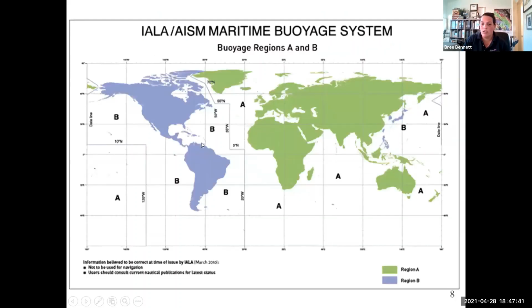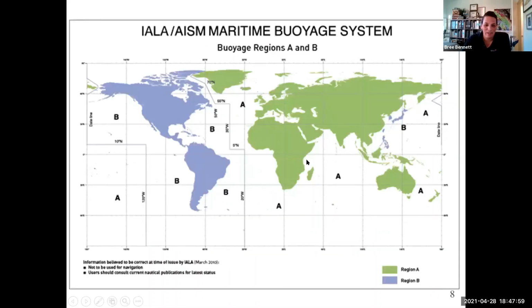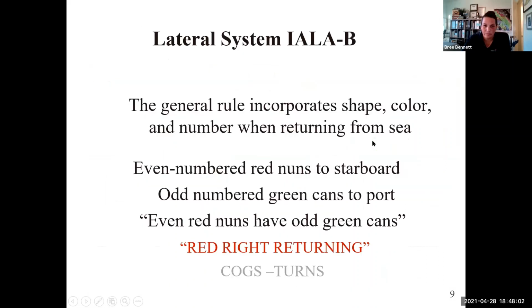So you definitely want to know which area you are in, because that red right returning won't work on everything. So that's just a friendly reminder on that one. We are in IALA B, so we are going to focus on IALA B for the rest of class. But I will show you the difference between IALA A and B when we get to that point. But we're really just going to focus on our red right returning IALA B, which is North and South America.